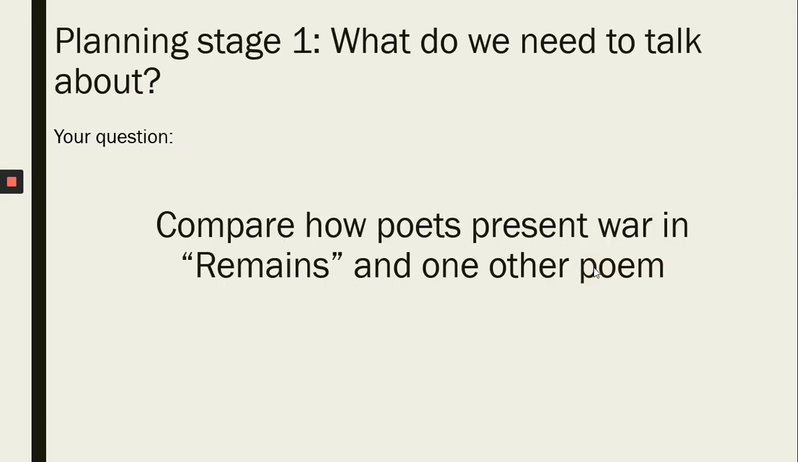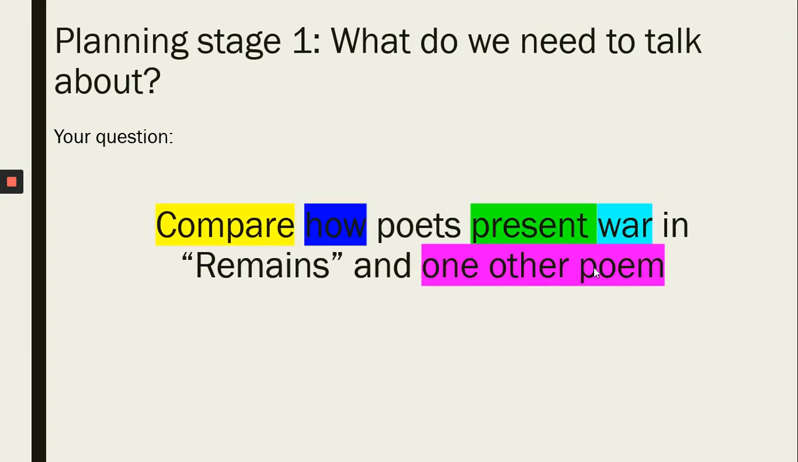On to our plan. So the question we are looking at today is: compare how poets present war in Remains and one other poem. So the first thing I'd like you to do for me now, please, is look at that question. It's written on your sheet, and I would like you to highlight the three important words from the question. Pause the video, highlight those three words. Okay, now you're back. Here we go. These are the words I would have highlighted. Now you'll notice I've actually highlighted a couple of extras. There are three key ones, and there are a few others that I thought we'd go through as well.